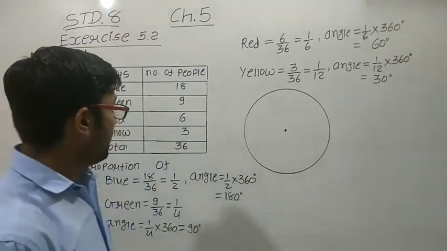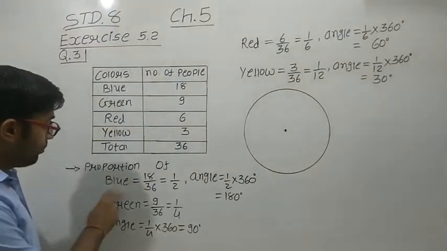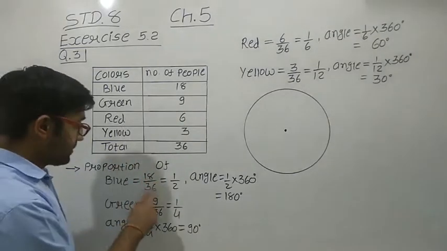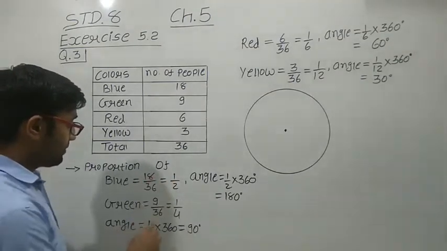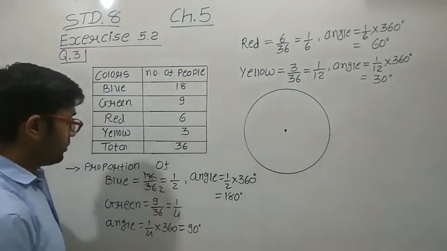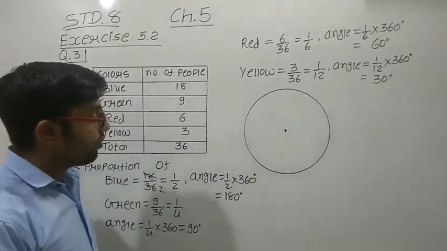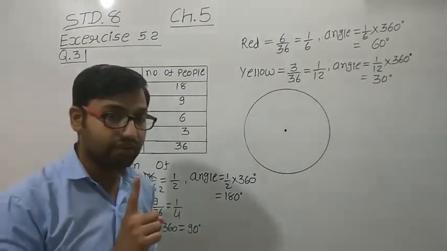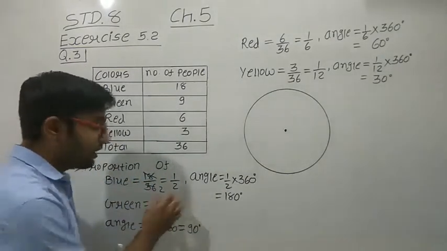So we must have the sector and we must have the angle value. To find the angle value, we are told to find the proportion of the blue color. See, blue is preferred by 18 people and the total number of people is 36. If we cancel 18 and 36, we get 1 upon 2, because 18 twos are 36. So the proportion of the blue color is 1 upon 2. Now we know that if we consider the whole circle as 1, then the proportion of the blue color is 1/2.